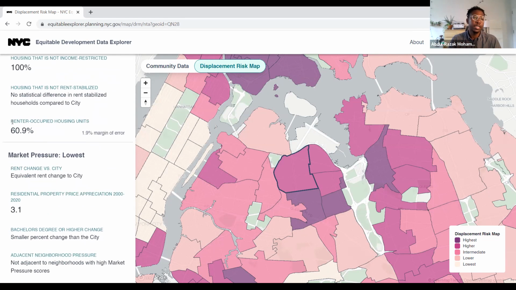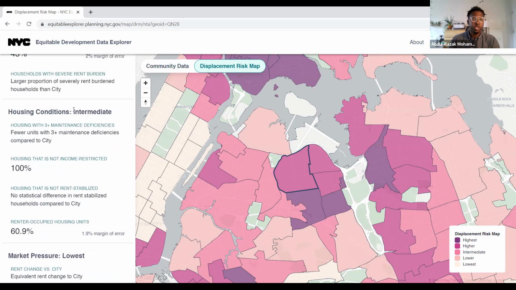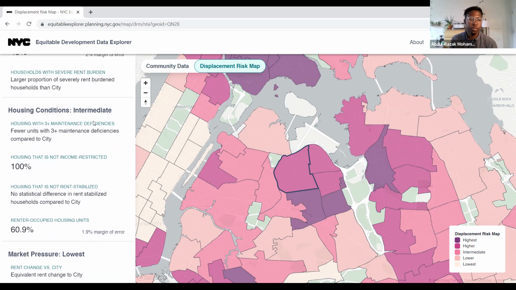And then the last one is looking at the renter occupied housing units. We see that there's about 61% of renter occupied units, which means that's a majority renter housing neighborhood. And so this information helps us to determine what role these conditions play in the larger displacement risk level, and it's seen as intermediate, or right in the middle.